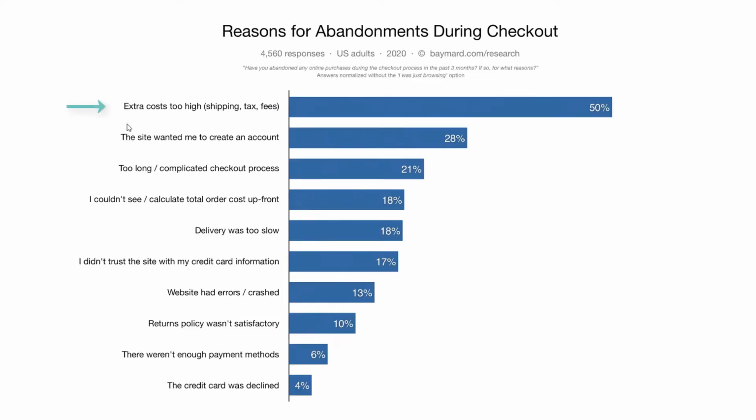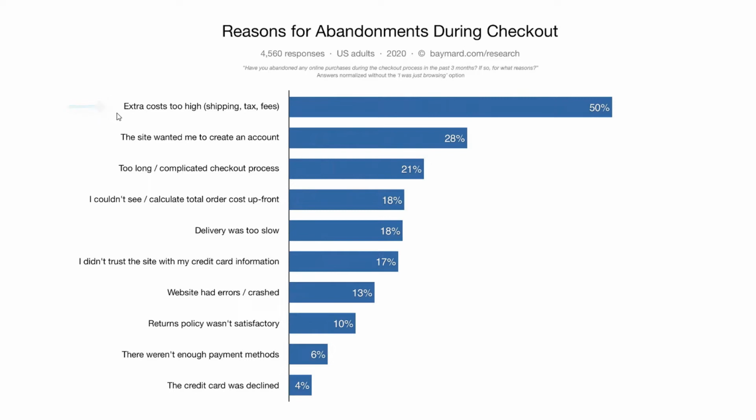So you have to tell your customer that it's going to take long, or you just cancel that order. So let's get to this graph and stats, and I will share with you what those reasons are. Now the first biggest reason is extra cost too high: shipping, taxes, fees. Whenever you are designing your e-commerce store, inside your cart you have to show that this is going to be shipping, this is going to be tax, this is going to be fees.